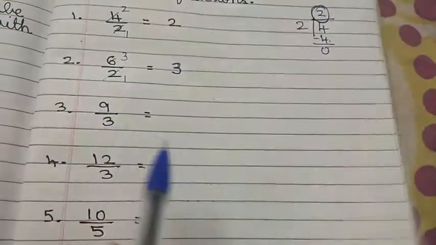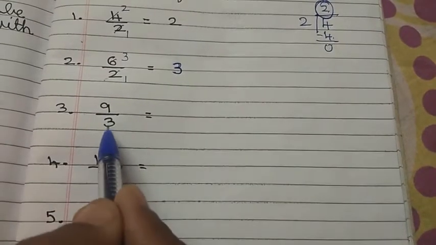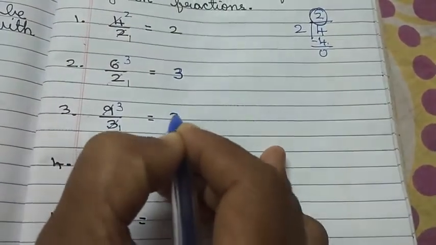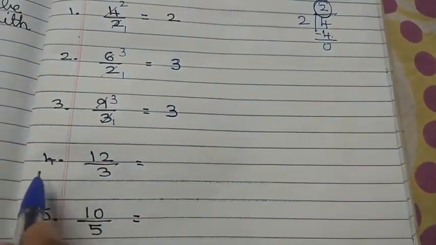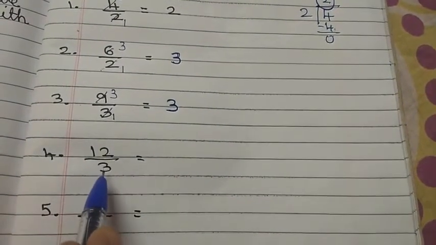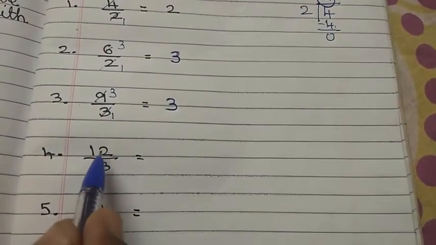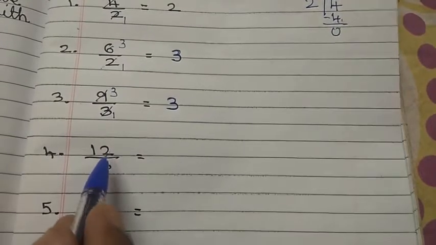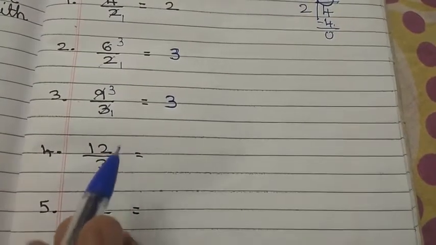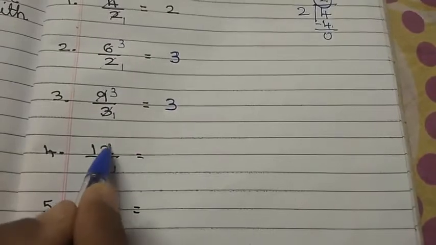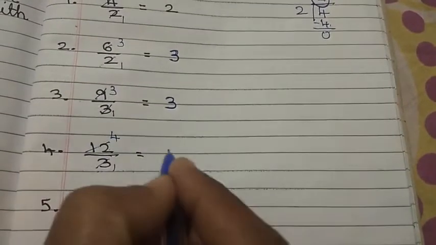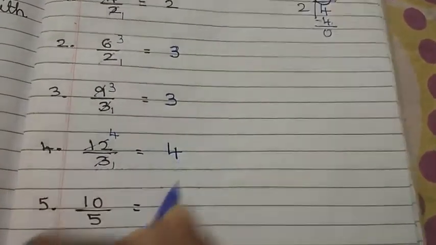Then 9 by 3. In 9 by 3, 9 goes in 3 tables. 3 1s are 3, 3 3s are 9. So what's the answer again? 3. In the fourth one, 12 by 3. In 3 tables, 12 goes, isn't it, children? So what will come? See, 1 3 is 3, 4 3s are 12. So what's the answer? 4.